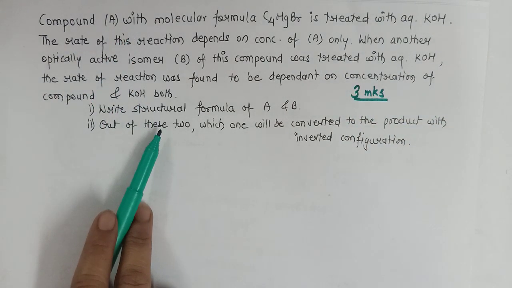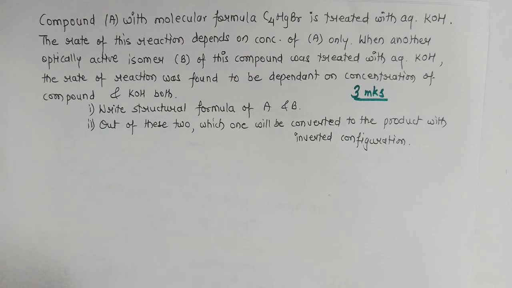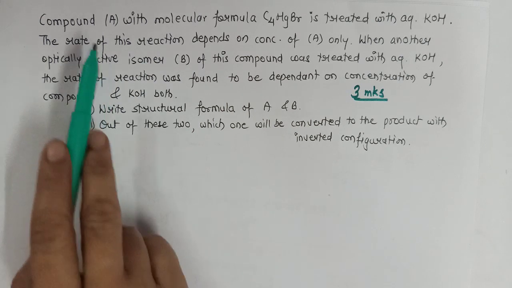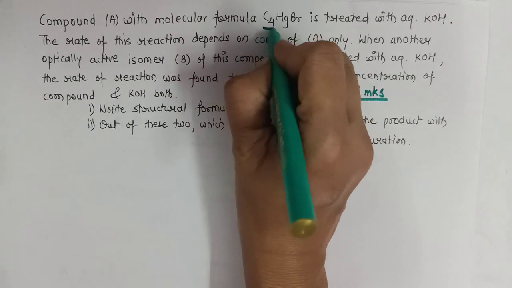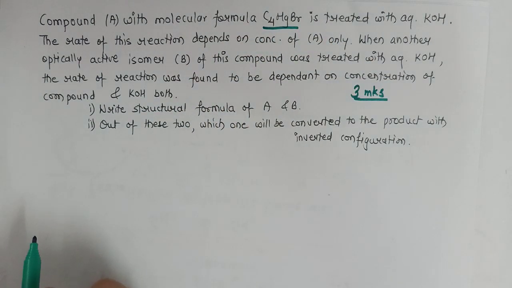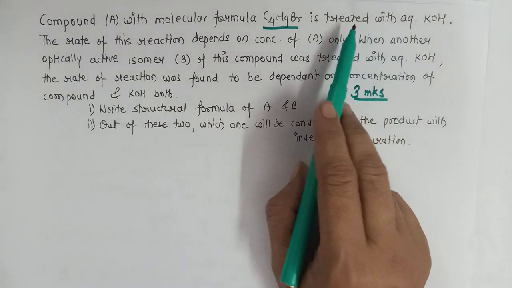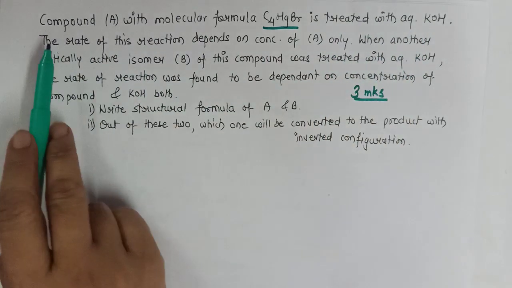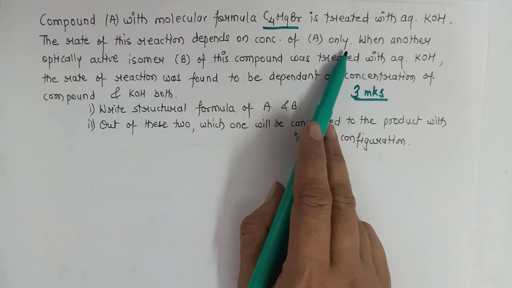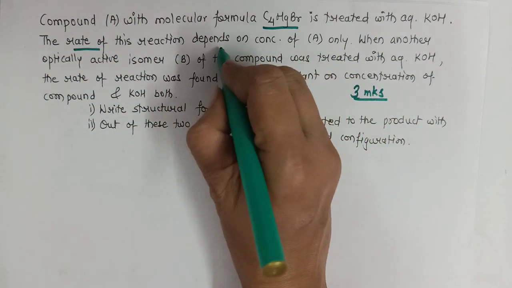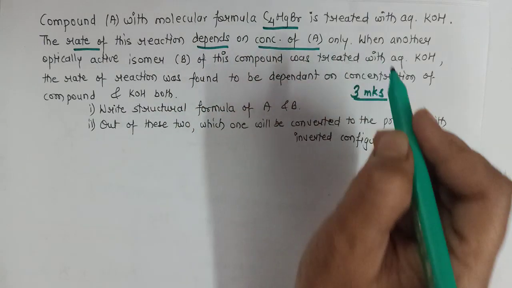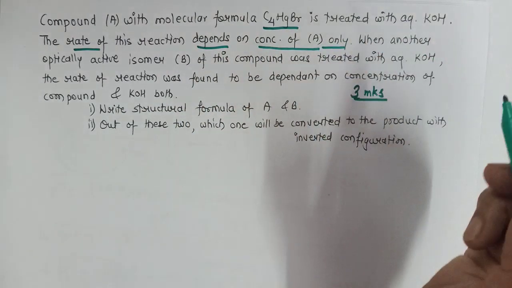Now as soon as you get a word problem, you have to first of all find out various hints given in it. All the word problems will have different hints. Let us solve this. Compound A with molecular formula C4H9Br. So the first hint, the molecular formula of compound is C4H9Br. Is treated with aqueous KOH. The rate of this reaction depends on concentration of A only. So the second hint, rate depends on concentration of A only.